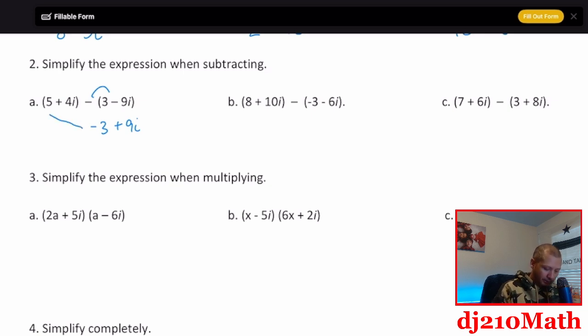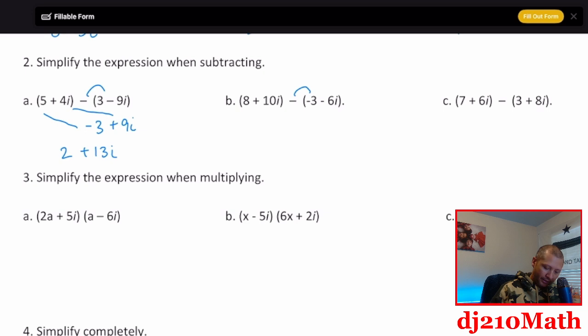5 minus 3 is 2. 4 plus 9, 13i. B, distribute the negative. So negative times negative is a positive 3. Negative times a negative is positive 6i. And now we just combine like terms. 8 plus 3, 11. 10 plus 6, 16i.